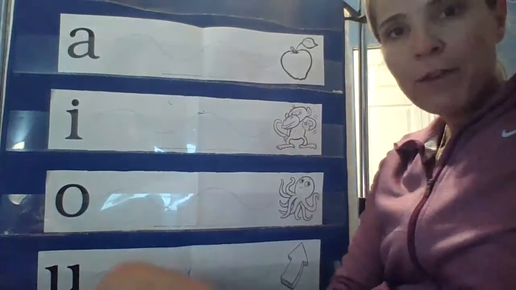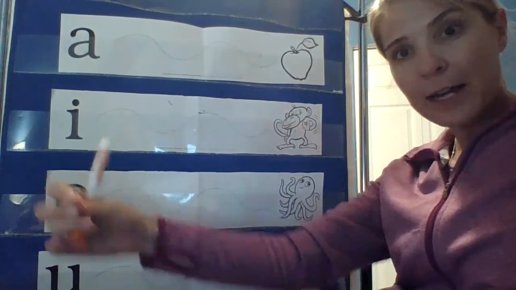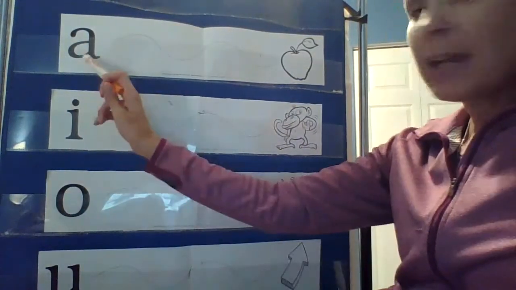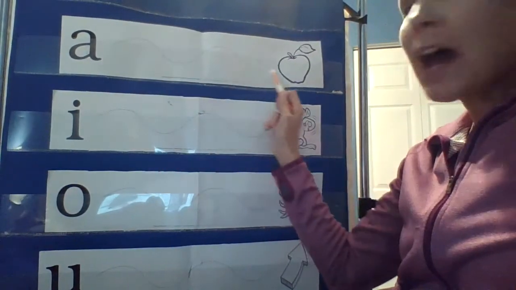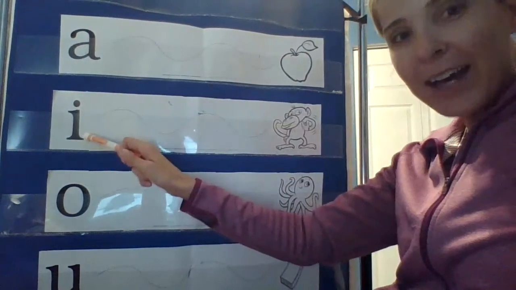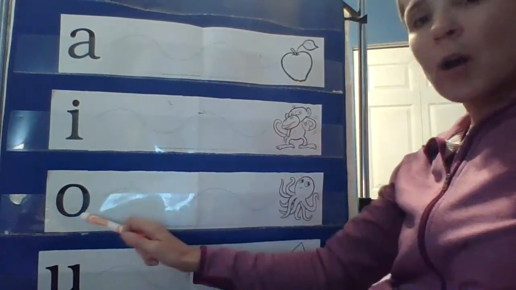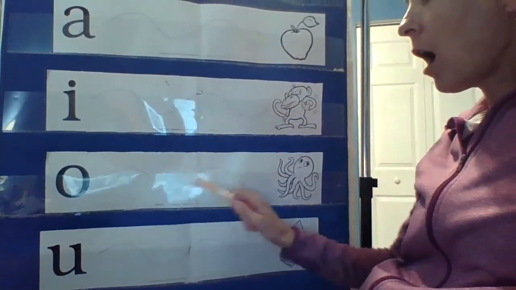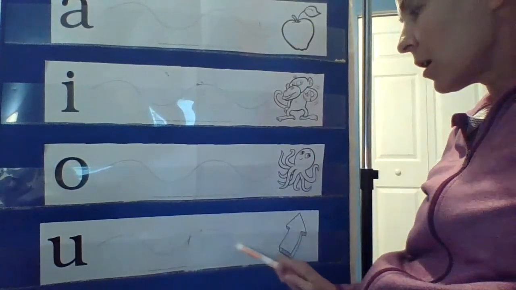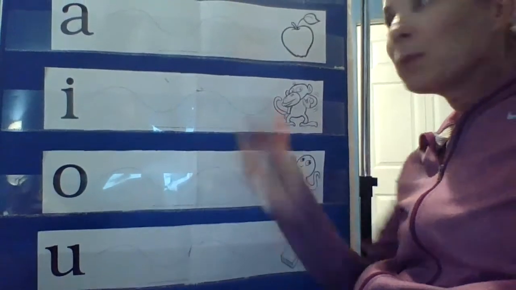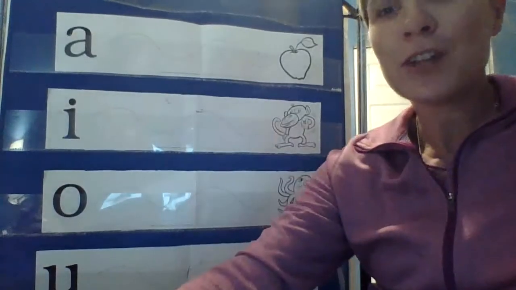All right, I added my vowels, and we're going to do our vowel extension. Extension means to drag it out, okay? So here we go. I'm going to say A, say the sound, apple. I, itch. O, octopus. U, up. So when we see the vowels, then we're going to stretch out that sound. Okay? Did a great job.